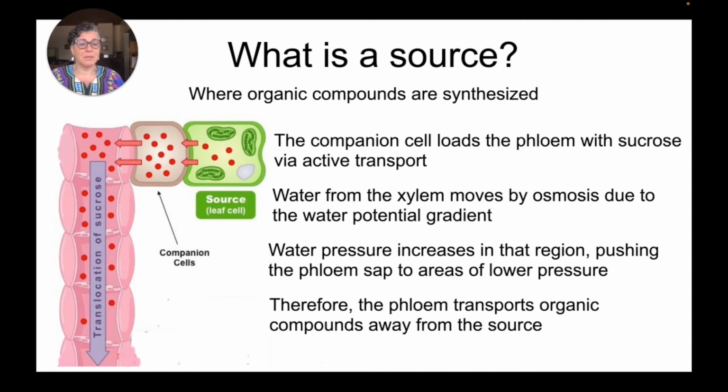Now, water from the xylem is going to move by osmosis due to the water potential gradient, which we talked about in the last video. And so water pressure is going to increase in that region, because that's where the water is moving from, pushing the phloem sap to the area where there is lower pressure, wherever that area is. It doesn't have to be down, it could also be up, because remember, the phloem moves in two directions. Therefore, the phloem is going to transport the organic compounds away from the source. So this is how this process works at this location.